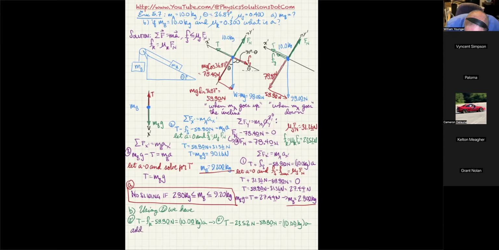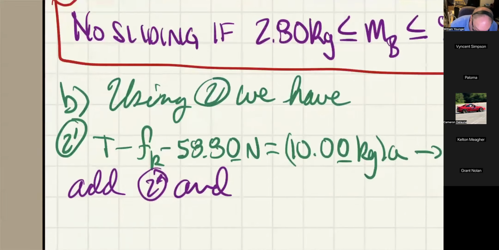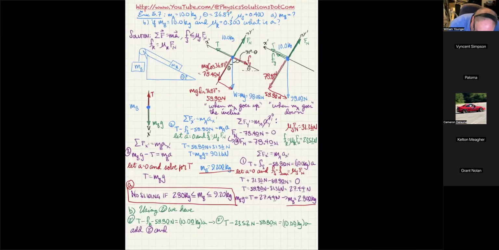Now I'm going to add 2 prime, and actually I did not write that 2 prime very clearly. So I'm going to add equation 2 prime and equation 3. The reason I'm doing that is because in equation 3, I've got a negative T, and in equation 2, I've got a positive T. So when I add those two, the T's are going to cancel out, and the mg, which is now 10, is going to be as follows. So I'm going to go ahead and add these two.